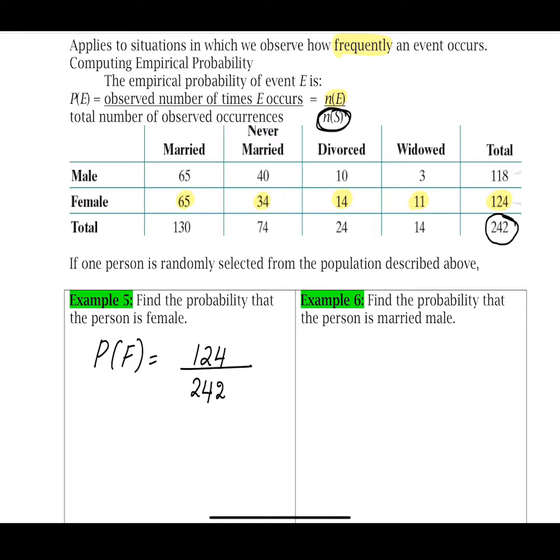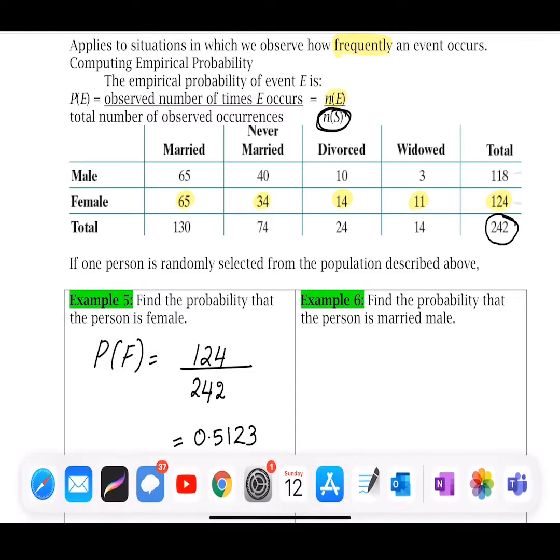Like I said, you always have to simplify your answer. Sometimes they ask you in percentage, sometimes they ask you in decimal. But usually your MyMathLab is asking you for either fraction or decimal. So if it's a decimal, you will have 0.5123. But let me see if I can pull up your Desmos and show you.